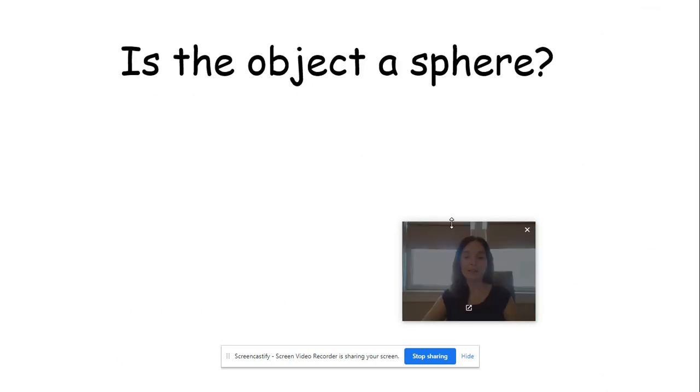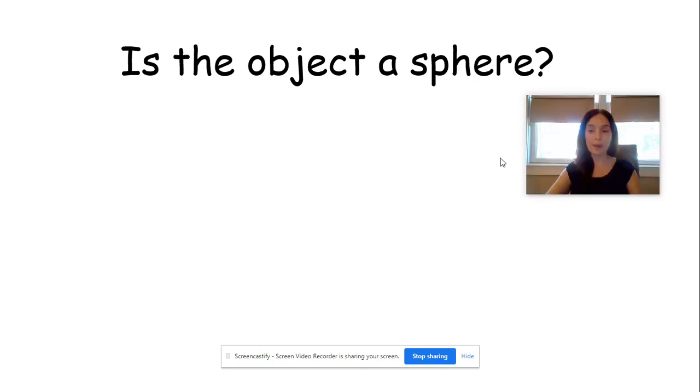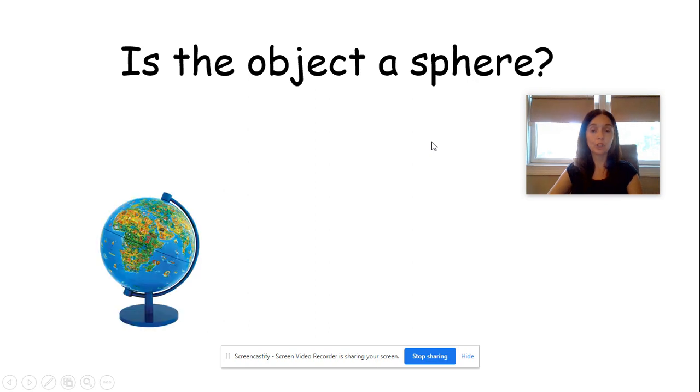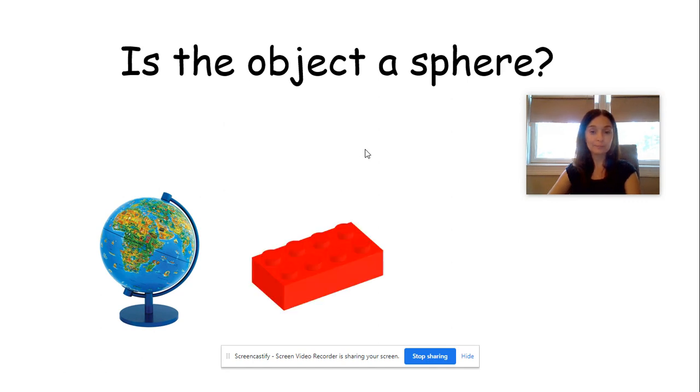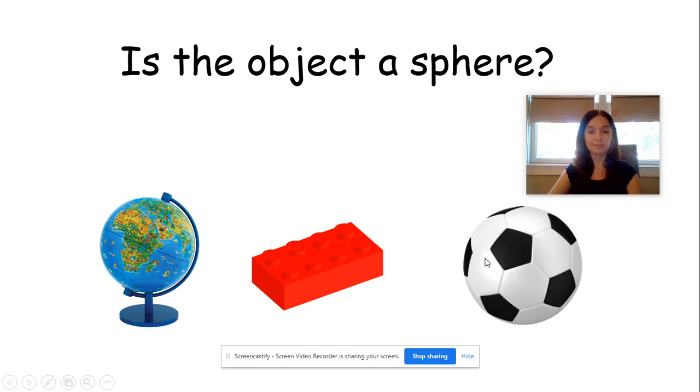Okay, now we're going to look at some pictures and say, is the object a sphere? Remember, in order for it to be a sphere, it has to be all curved and rounded, no flat surfaces. We have a globe. Is that a sphere? We have a Lego. Is that a sphere? And we have a soccer ball. Is that a sphere?